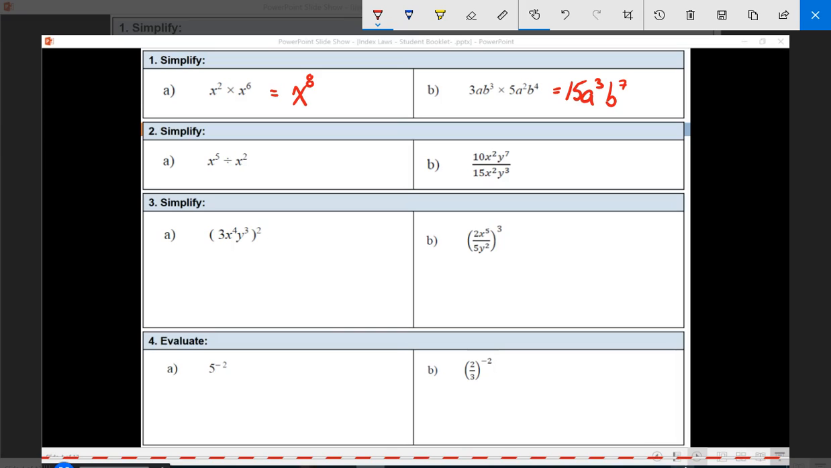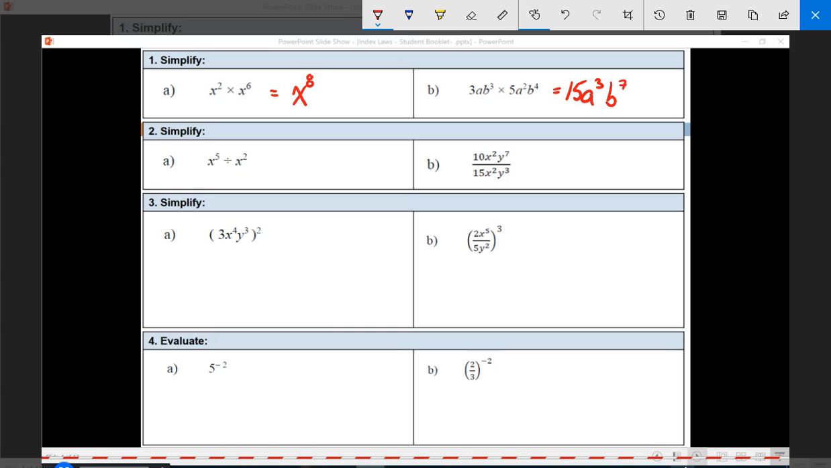Now, boys, you don't need to write this down. But if it helps you to visualize, all of this is really just 3 times a times b cubed times 5 times a squared times b to the 4. And with multiplication, you can move terms anywhere you want. So I could rewrite that as 3 times 5 times a squared times b cubed times b to the 4, and then simplify it if I really wanted to. But we have rules, like shortcut rules to help us.